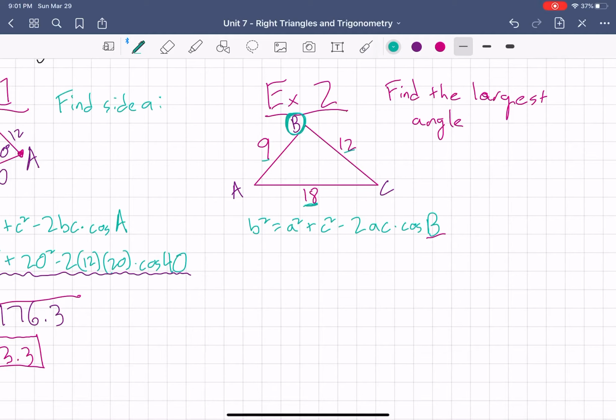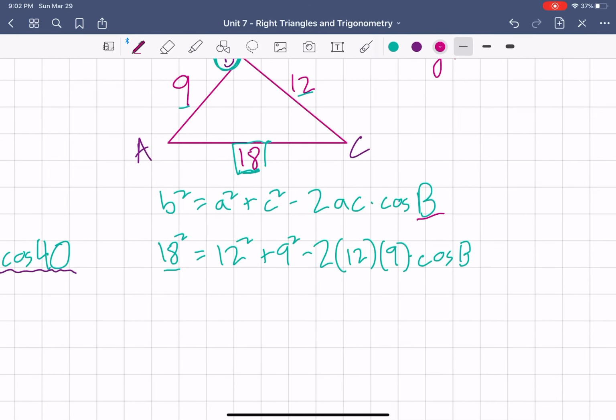It is really, really important that we start with our 18. If we have any other number besides 18 on the left-hand side of our equal sign, we will not get the correct answer. It has to be the side that is opposite the angle we are trying to find. So we'll have 18 squared equals 12 squared plus 9 squared minus 2 times 12 times 9 cosine B.